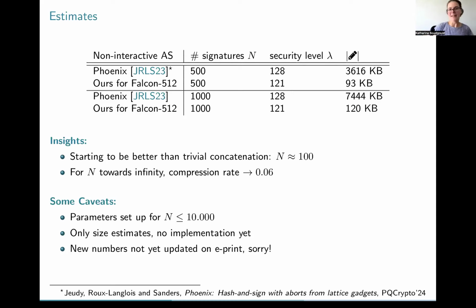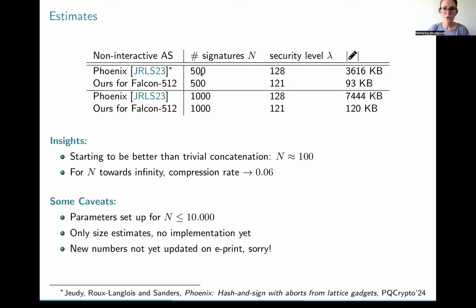Okay, and now our comparison. There are not so many working aggregate signatures out there. One of them is Phoenix, which is going to be presented on Thursday at the Post-Quantum Crypto conference. They are aggregating hash-and-sign signatures, but they use the Micciancio-Peikert trapdoor sampler. So they don't work for Falcon. They only work for Falcon-type signatures.